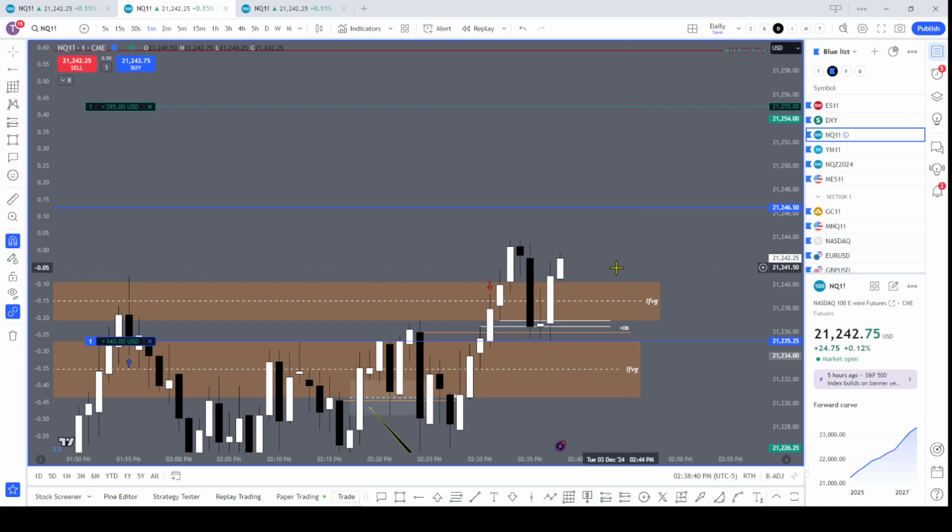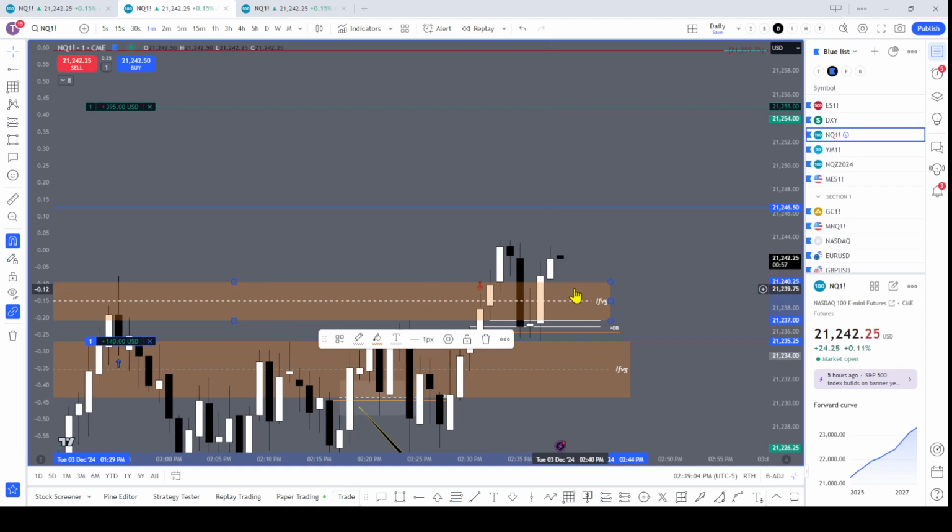Boom. Came down, touched the top of this inversion fair value gap, showing higher. Got this volume imbalance here. Creating this BISI right at the upper portion of this inversion fair value gap. We come down into the midpoint of this inversion fair value gap again. I can see that.